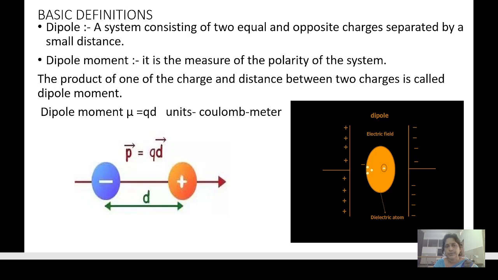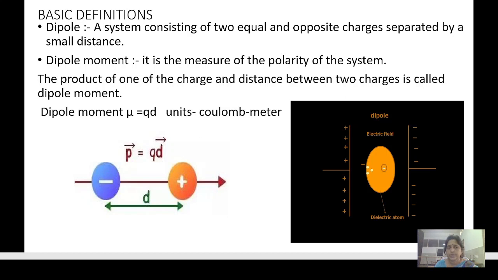Dipole moment is a measure of the polarity of the system. The product of one of the charges and the distance between the two charges is called the dipole moment. How can we calculate the dipole moment? It is the product of one of the charges and the distance between the two charges.